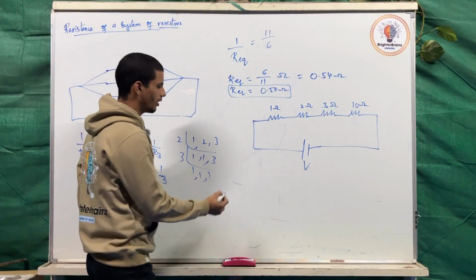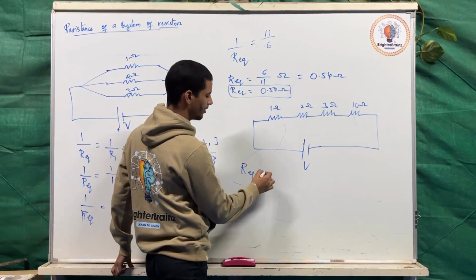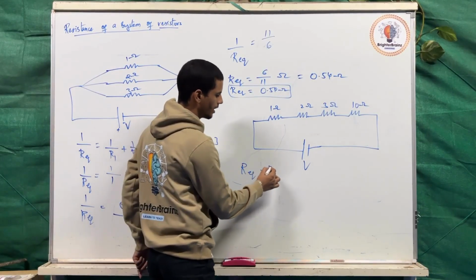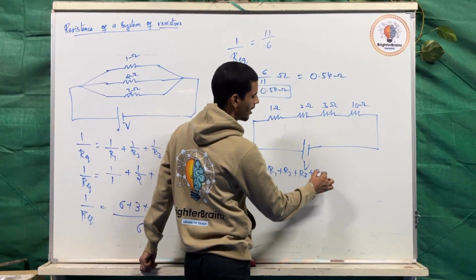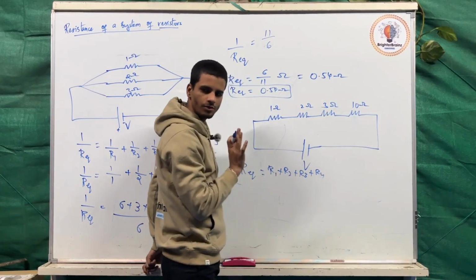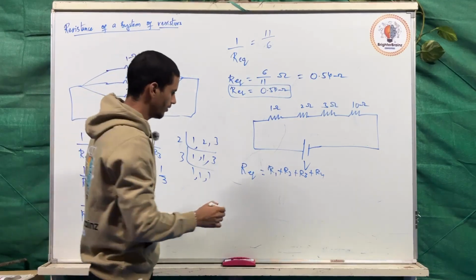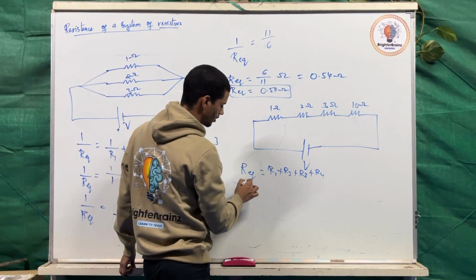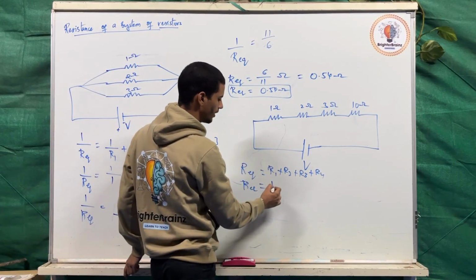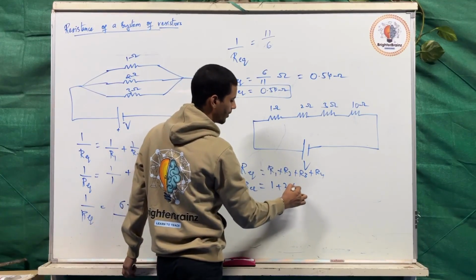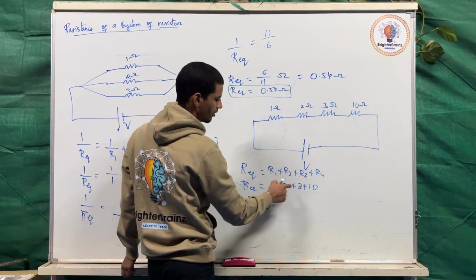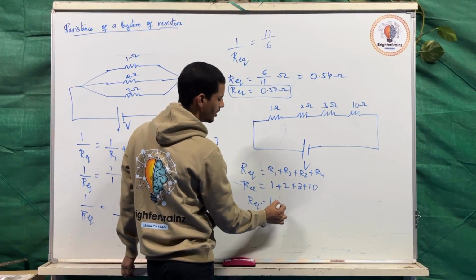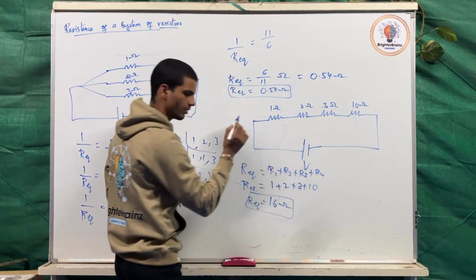Now what is the R equivalent formula for a series connection? R1 plus R2 plus R3 plus R4. 4 resistors are there, that's why we are taking till R4. Now R equivalent is equal to 1 plus 2 plus 3 plus 10, which is 16 ohms. So this is the R equivalent.